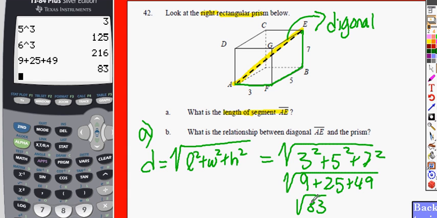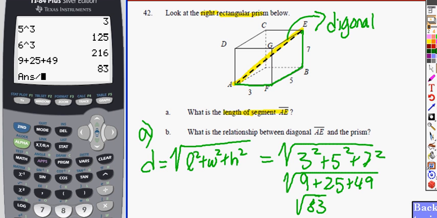You should check to make sure that 83 is not divisible by any perfect square, and it actually isn't. I mean, you can actually factor that if you want to. 83 cannot be divided by any of your normal suspects. It can't be divided by 2, so we're just going to leave that as the square root of 83.